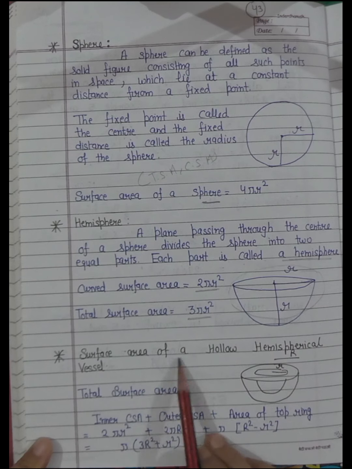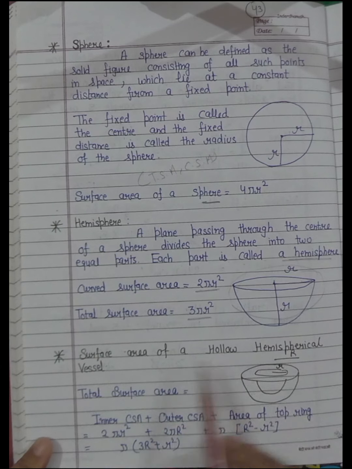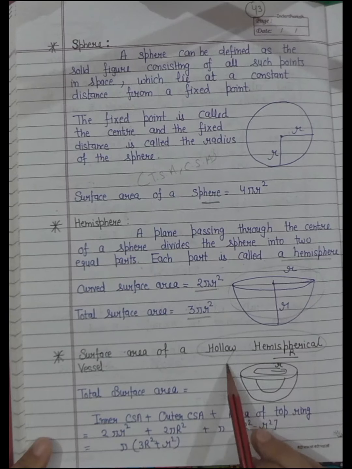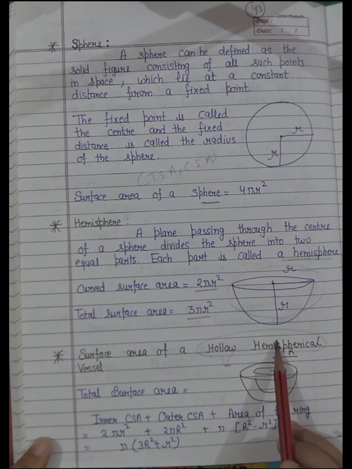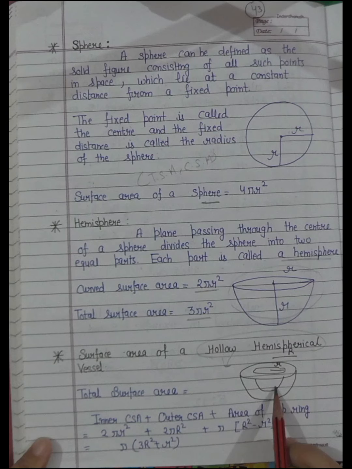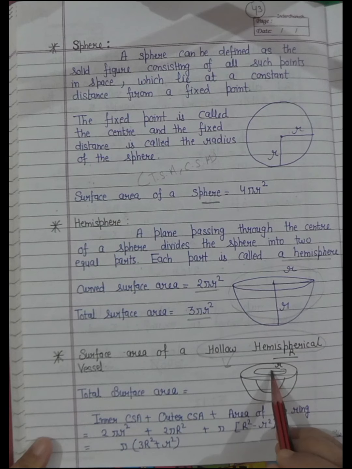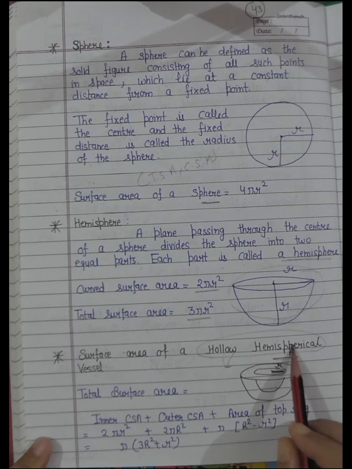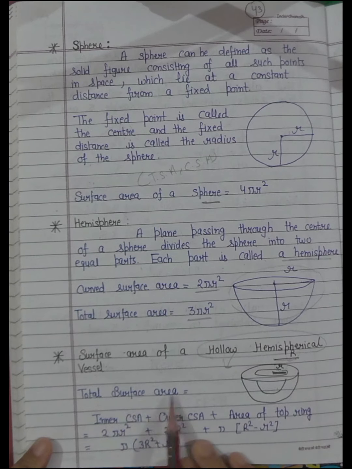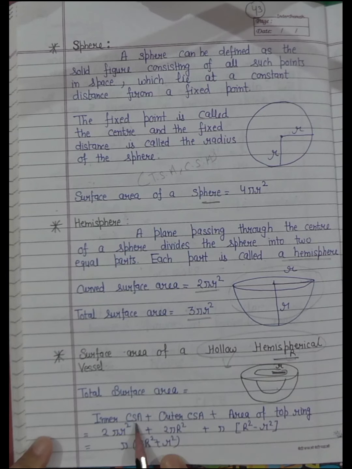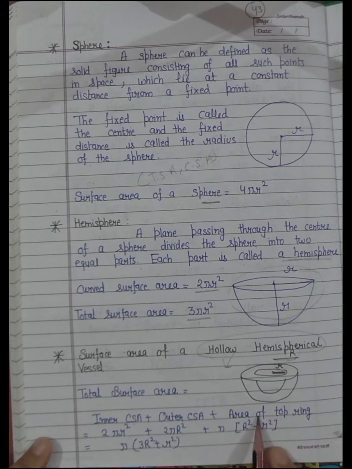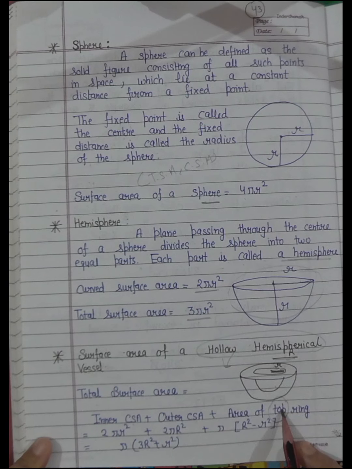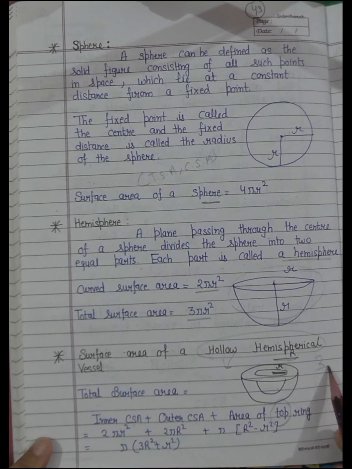Now the surface area of the hollow hemispherical vessel. As we have done in the case of the hollow cylinder, the same way we are doing here. Actually this is a hollow hemisphere. The internal radius I am taking small r, outer I am taking capital R. So the total surface area will be the inner CSA plus outer CSA plus area of top ring. Here only one ring will be there. In the cylinder it was two rings.